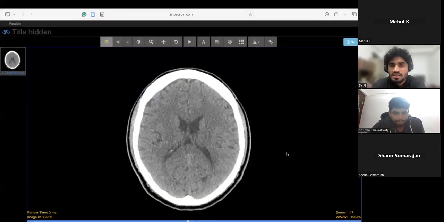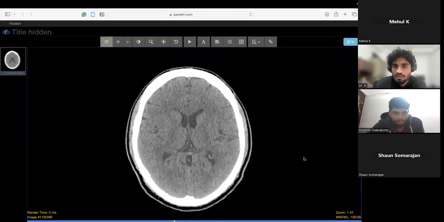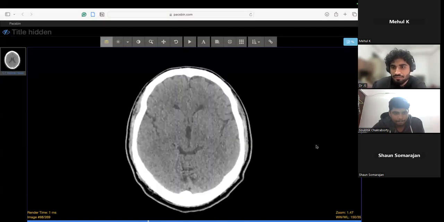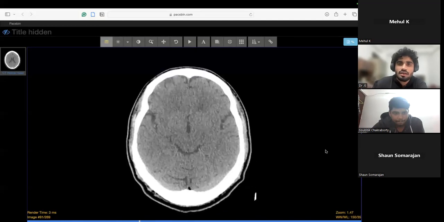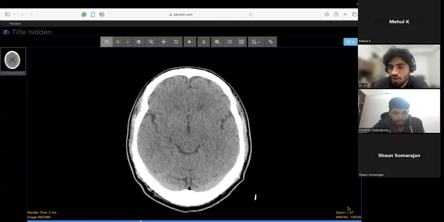Okay, now you can see this screen, right? Yes, sir. You can see this while I'm scrolling this, right? Yes. Okay. Now focus on the bottom right part of the screen. What are you seeing there? There is zoom, there is WW, and there is WL, right? You can see that part, right? WW and WL. Yes, yes, sir.